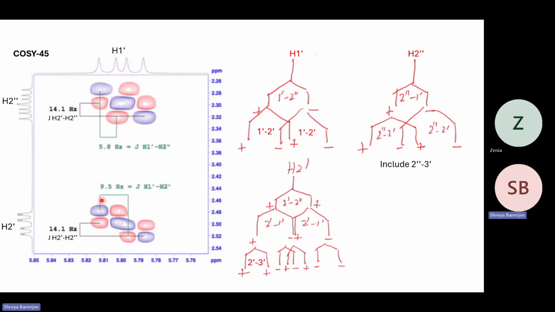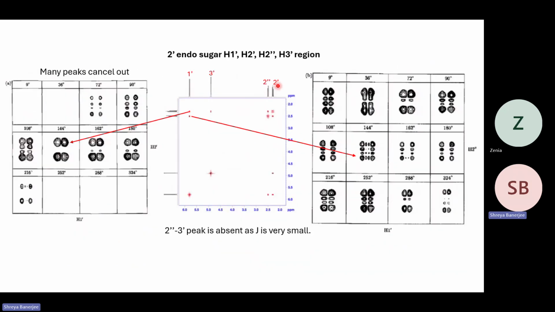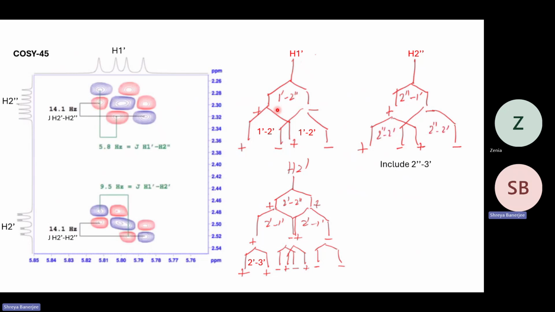Similarly, you can get another coupling constant, 9.5 Hertz, from this 1 prime 2 prime cross peak. So for COSY 45 or E-COSY, cross peaks are much more clearly visible. By taking the difference between the cross peaks, the J values can easily be calculated, compared to COSY, where many of the cross peaks are cancelling out because they have different phases. There are a lot of plus minus, so they are cancelling out. So it is much more difficult to calculate J values from COSY.